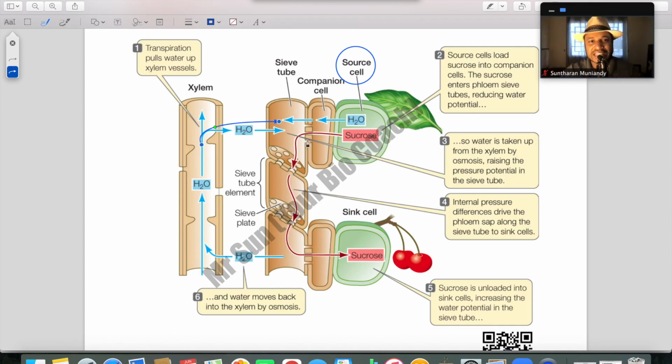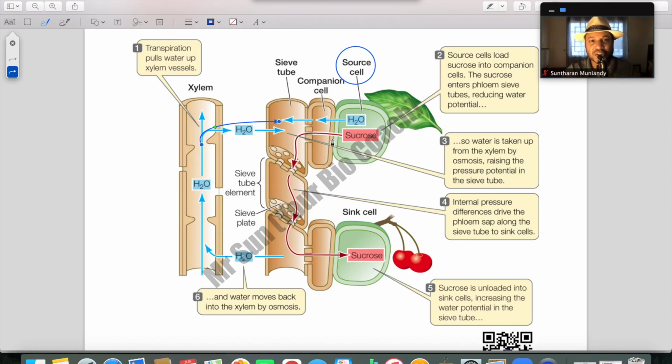Okay, there will be an increase in hydrostatic pressure. When there is an increase in hydrostatic pressure here, what's going to happen? This is going to push the content of the sieve tube to all parts of the plant. There is no unilateral direction of these organic substances to move along the phloem vessel. They will move to all parts of the plant because of this hydrostatic pressure.